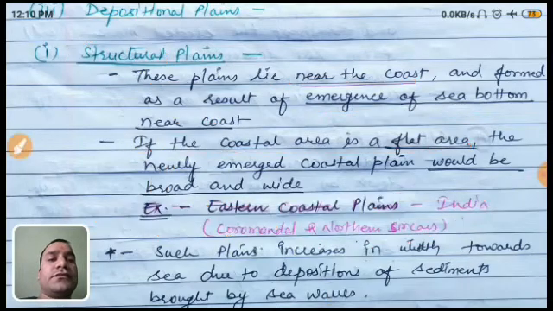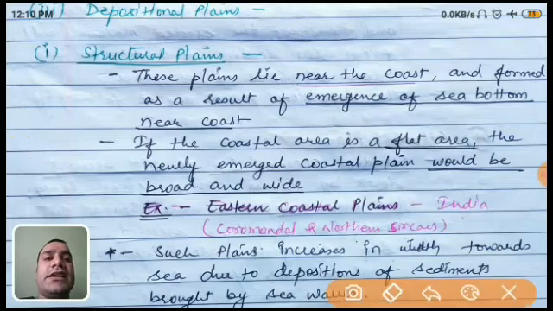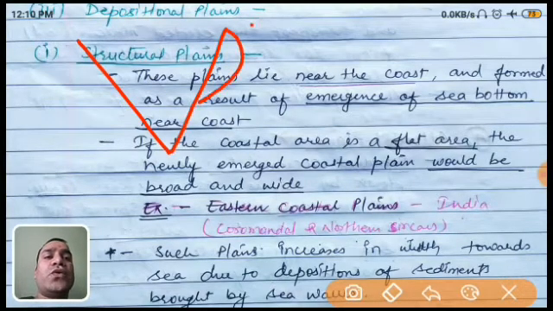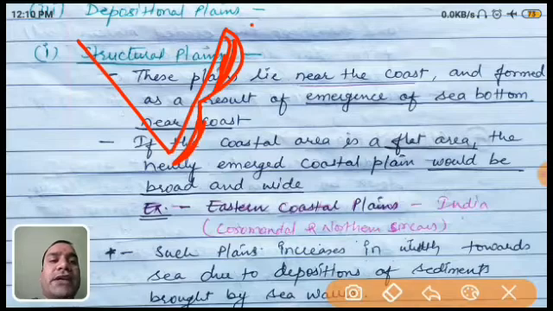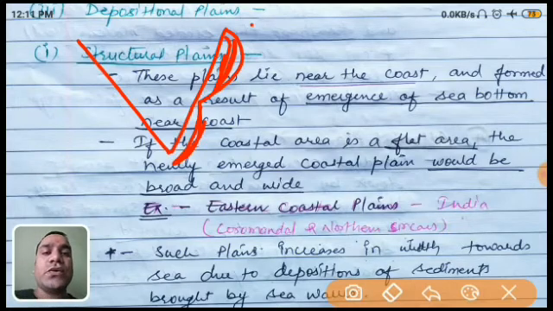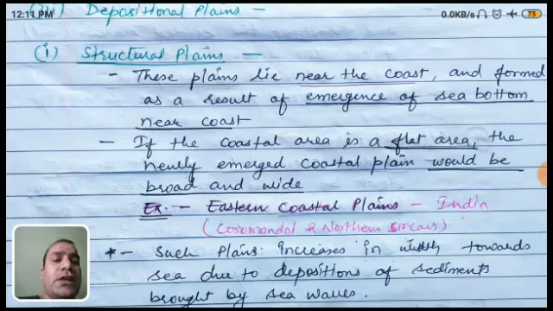Example: the eastern coastal plain in India. If you see, this is India and here are our two coastal plains. What are these? One is called the Northern Circars and this one is the Coromandel. So these two are examples of these structural plains. Later I will explain these, and this one is also in that plain.